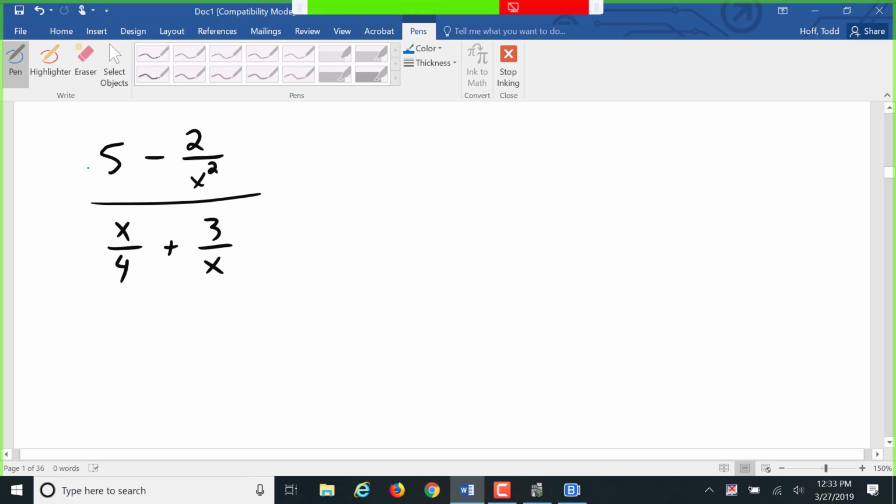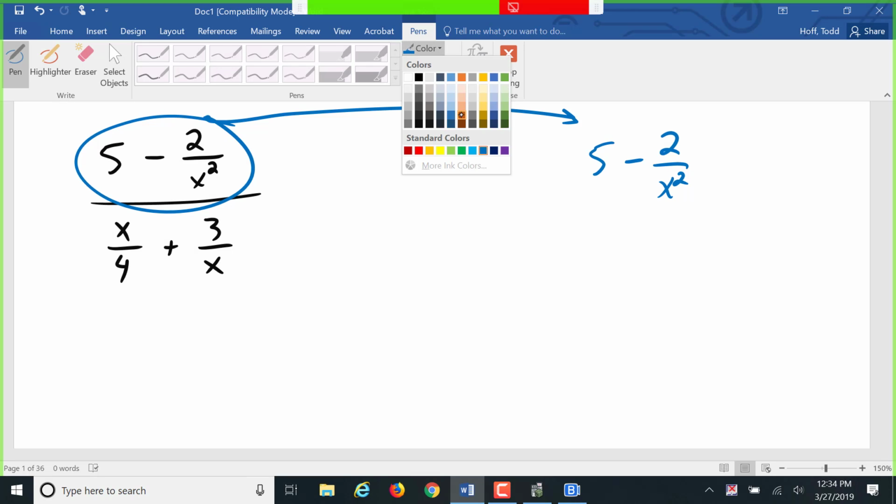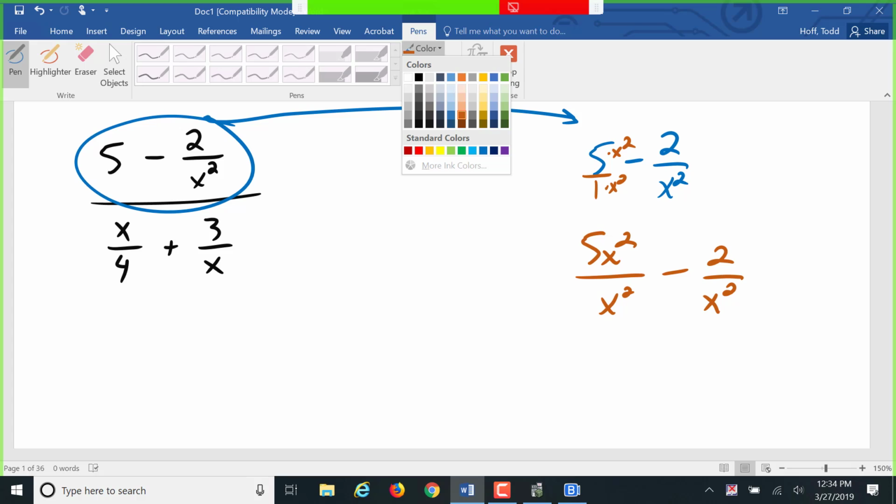So we have to start with that numerator. So let's combine that. 5 minus 2 over x squared. Tell me what to do. Okay, so make that 5 over 1 and multiply by x squared on top and bottom, giving us 5x squared over x squared minus 2 over x squared. What's next?